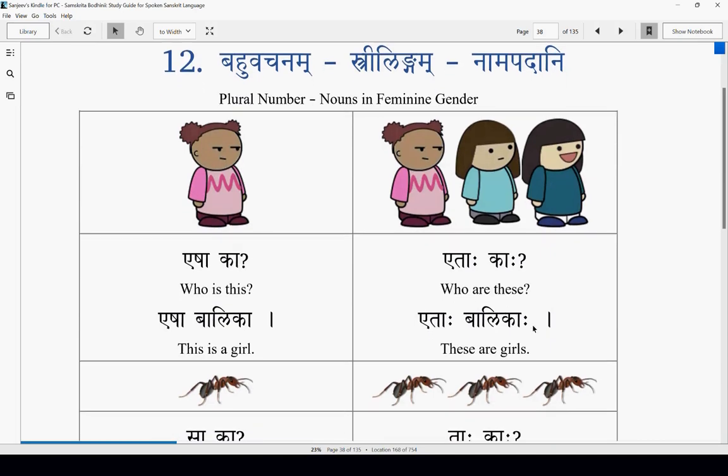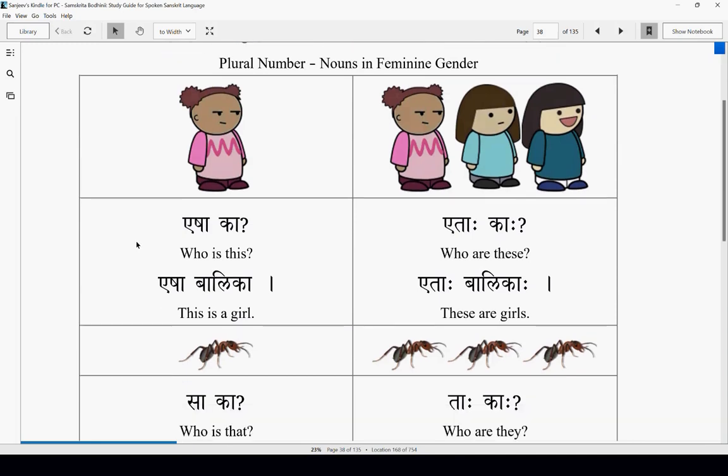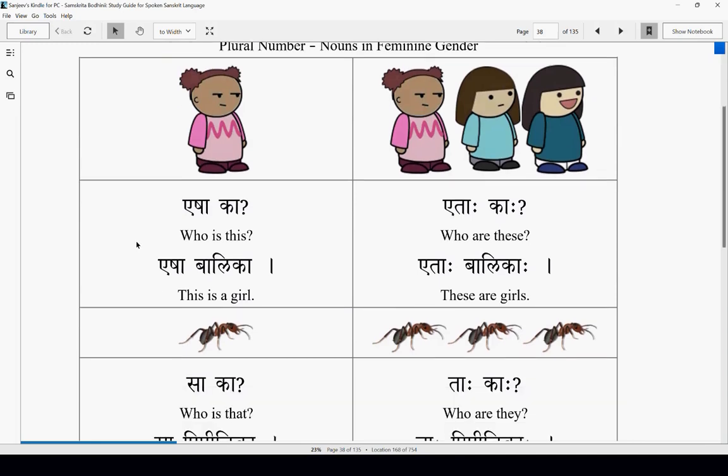Now Bahuvachanam, Strilingam also, similar concept here. We have seen the Ekavachana form ending in A, right? Malika, Esha Ka, Esha Balika.